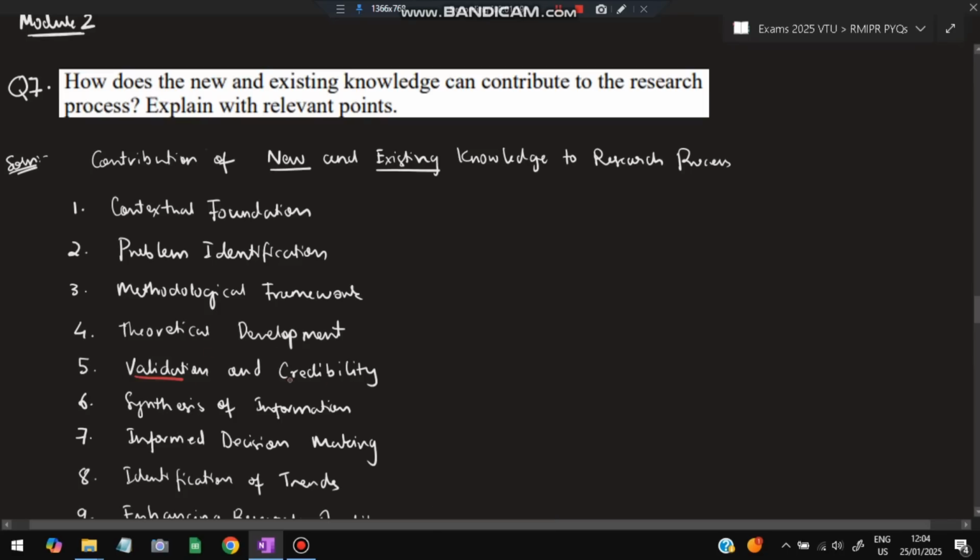Next one is validation and credibility. If research has a lot of citations from previous papers, it will be a more reliable paper because it depends upon previous accurate papers.